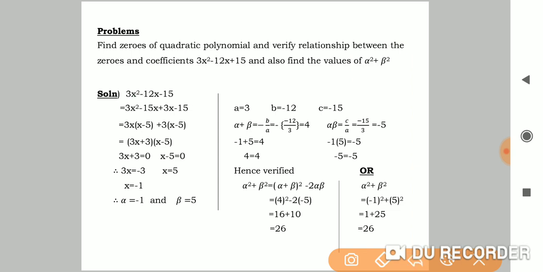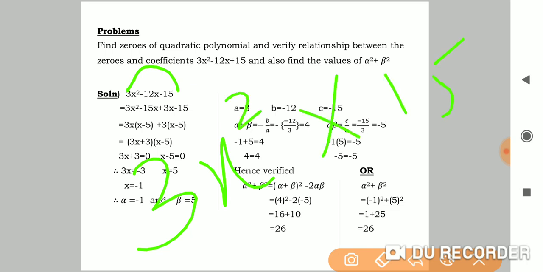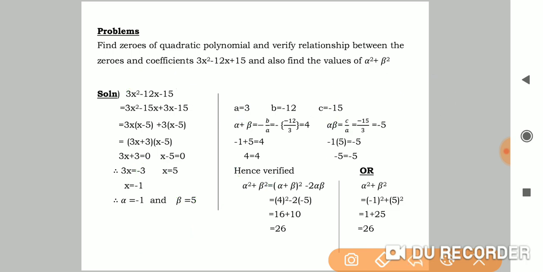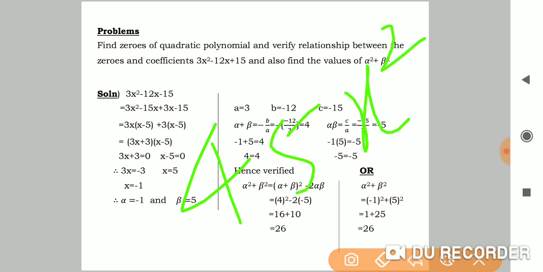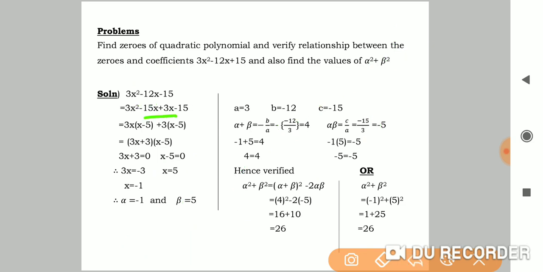Solution. Considering this polynomial, that is 3x square minus 12x minus 15, we need to multiply the absolute term with the x square coefficient, that is 3x square into 15, you get 45x square. We need to find the factors of 45x square, so that the product is minus 45x square and the sum is minus 12. So the factors are minus 15x and plus 3x.